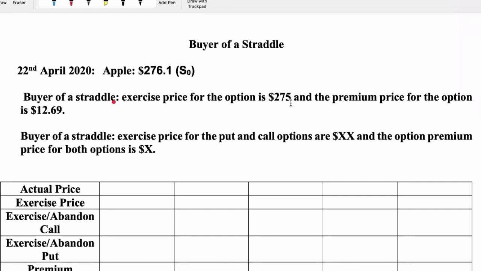With a straddle, by the way, the strike price has to be the same. So if you choose 275 for the call, you have to choose 275 for the put. If you chose a different strike, what you're doing is called a strangle. You're choosing 275 for a call, and then maybe 270 for a put. That's called a strangle, and we're not doing that.